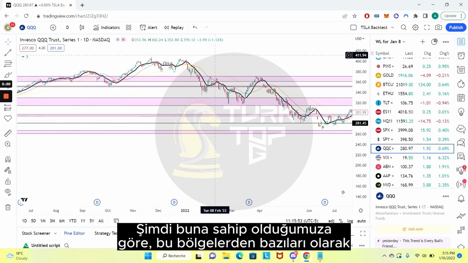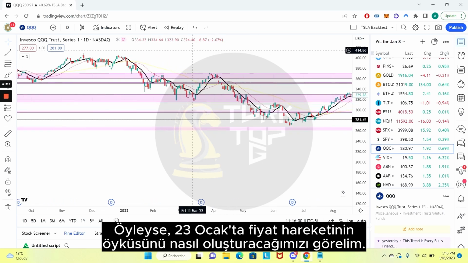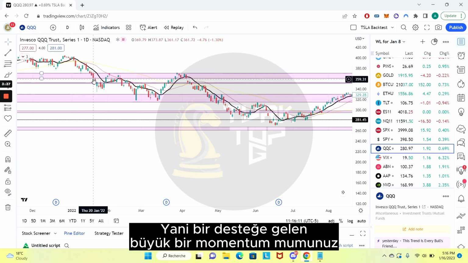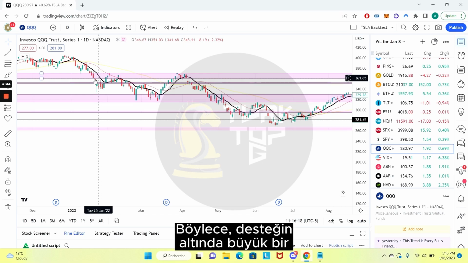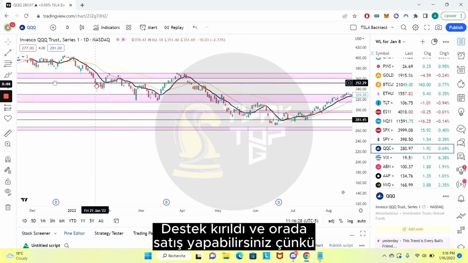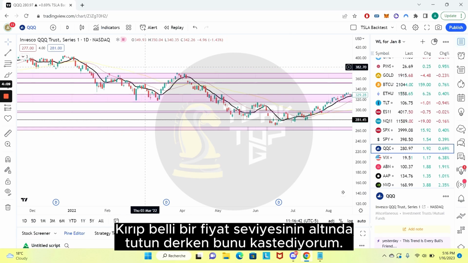So now that we have that, let's look at how price acted at some of these zones and we'll move on from there. So let's see how we would have made the story of price action back in January of 2022. So you had a big momentum candle coming into a support, and then what happens is price breaks below the support. So you can see a big momentum candle break below the support, and that's where you would have gone short because you would be bearish. The support is broken and you can go short there because this is a big momentum candle below the support. It shows that the bears are in full control.